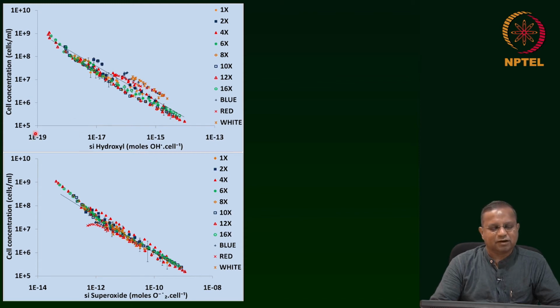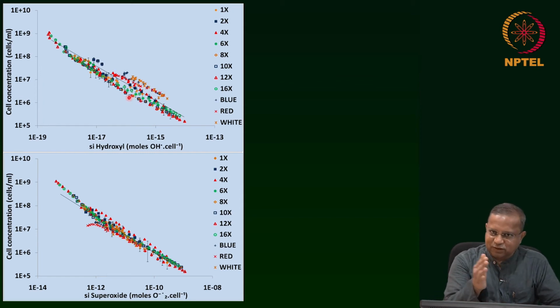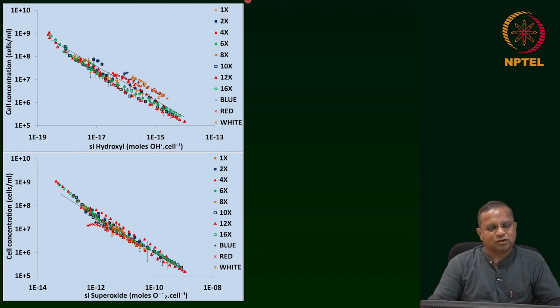Higher the hydroxyl radicals, lower the cell concentrations. This is irrespective of even the various phases of the batch growth that we went through under these conditions. All of them nicely line up here. Okay. And here you have cell concentration versus specific intracellular superoxide radicals.